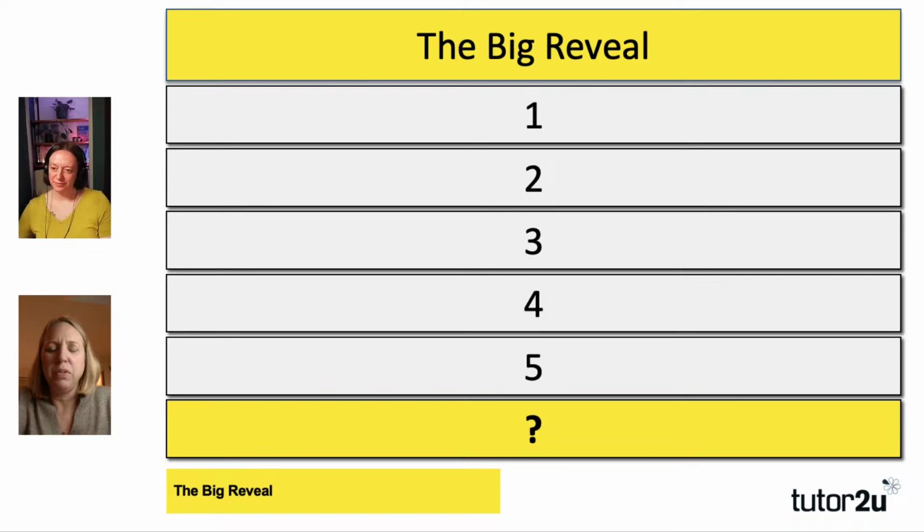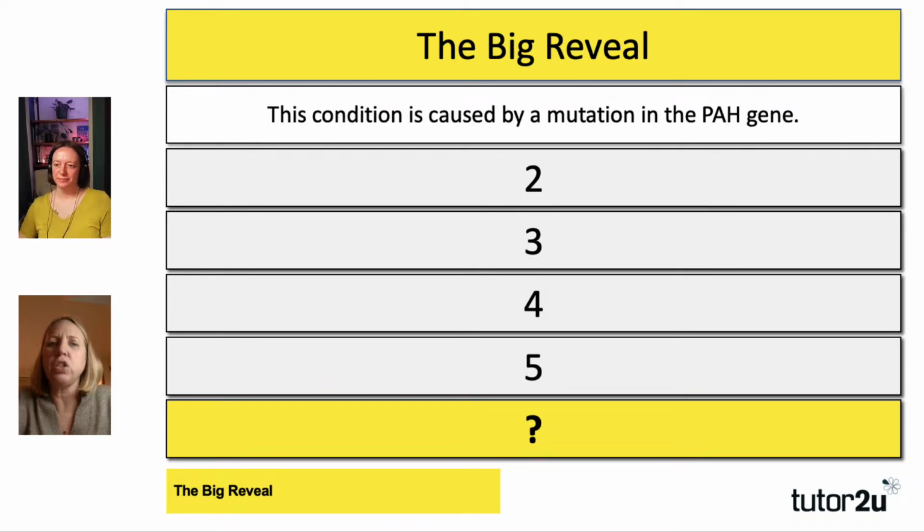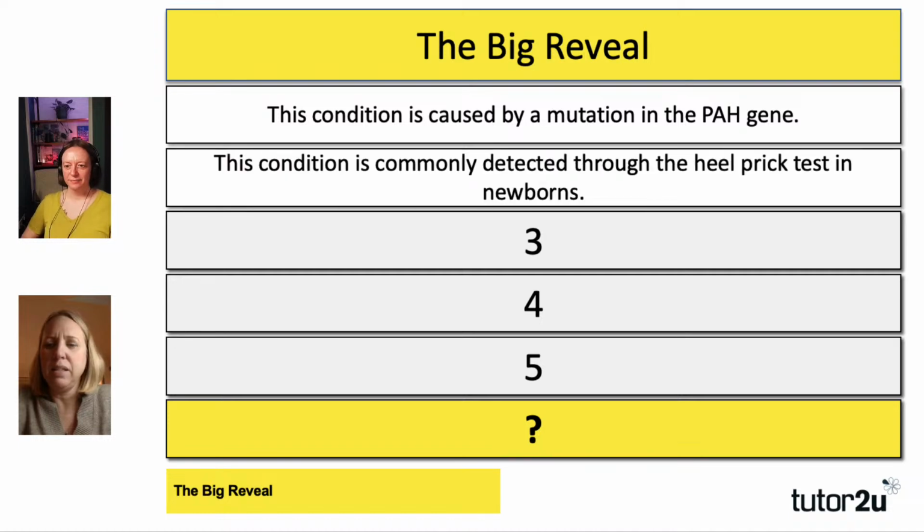Okay, so we're still on the idea of conditions. This condition is caused by a mutation in the PAH gene. Okay. I don't think that really helps us. That's quite a complex clue happening. Yeah. What does that mean? Let's have another clue. This condition is commonly detected through the heel prick test in newborns. Okay, that's a bit more of a clue. So on day 5 of the baby's life, the midwife takes a sample of blood, which is tested for a variety of conditions, including this one.